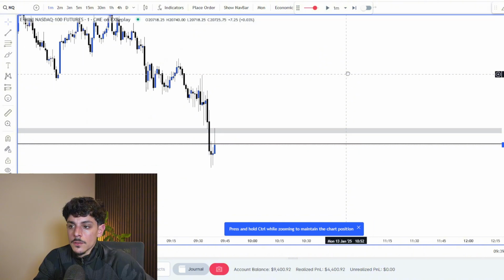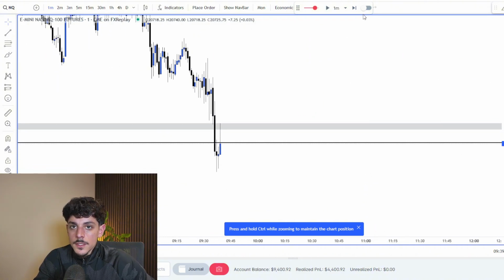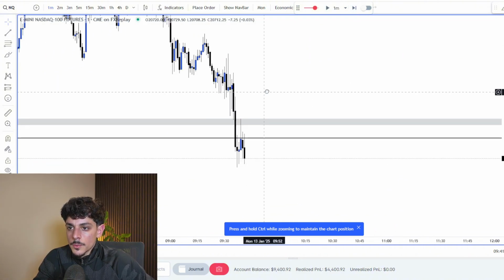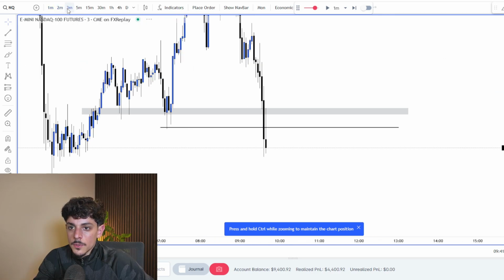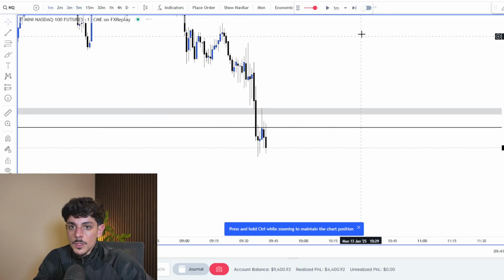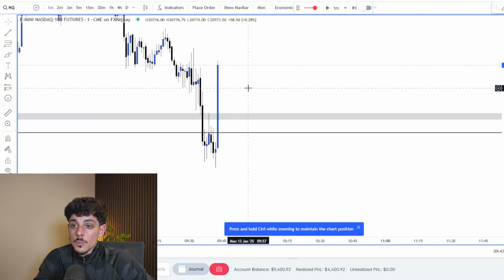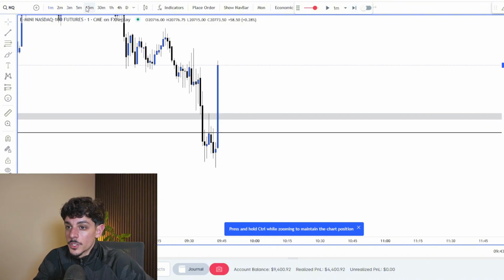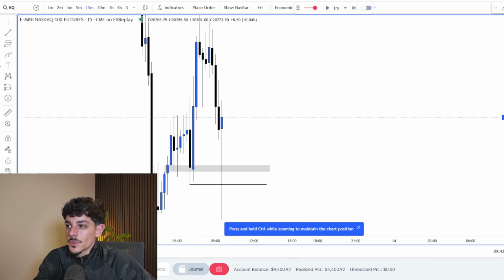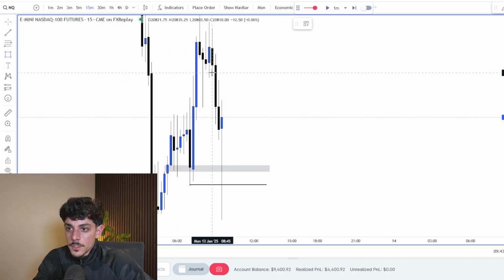So right here we do take out this sell side liquidity level, and we have a 1 minute fair value gap, no 2, no 3, possibly a 5 here. So boom, this is where we push to the upside, and we can also see that we have an unfilled 15 minute fair value gap.